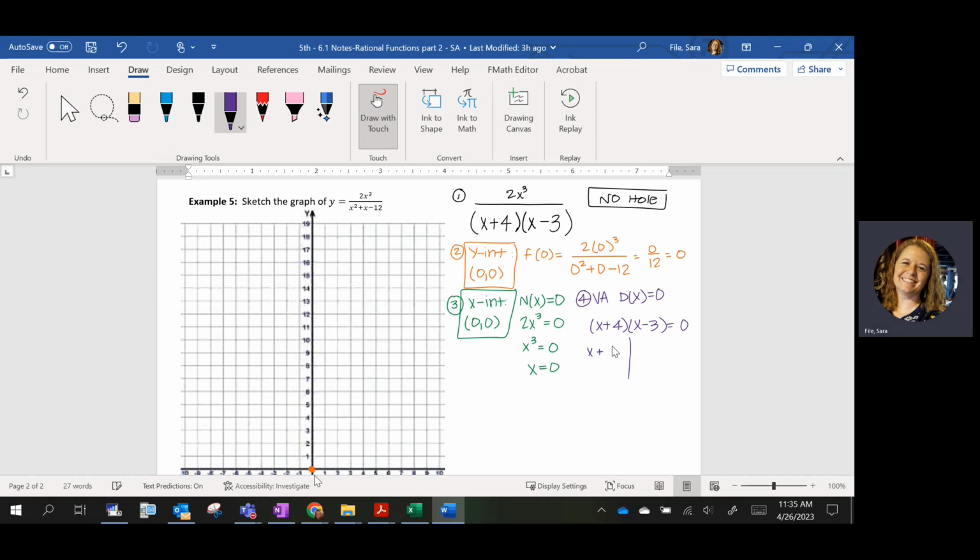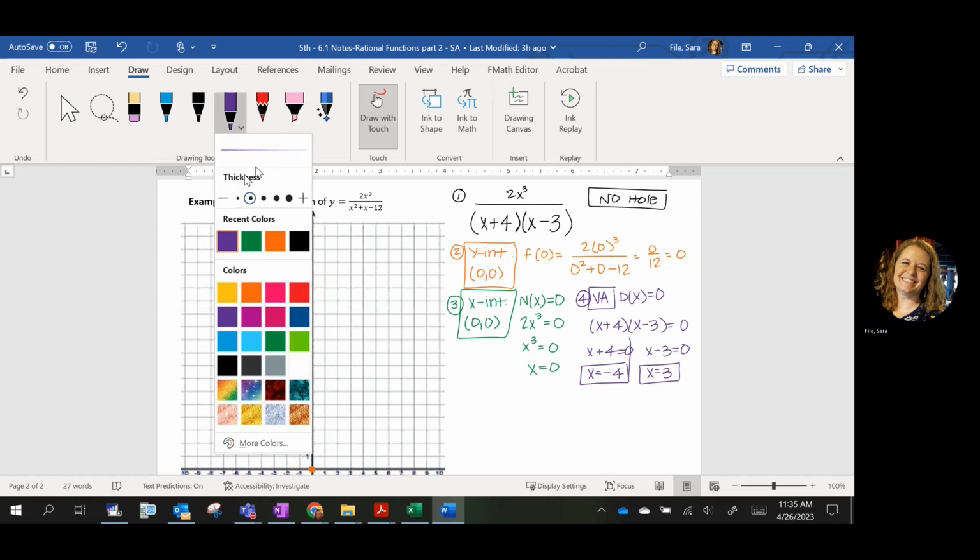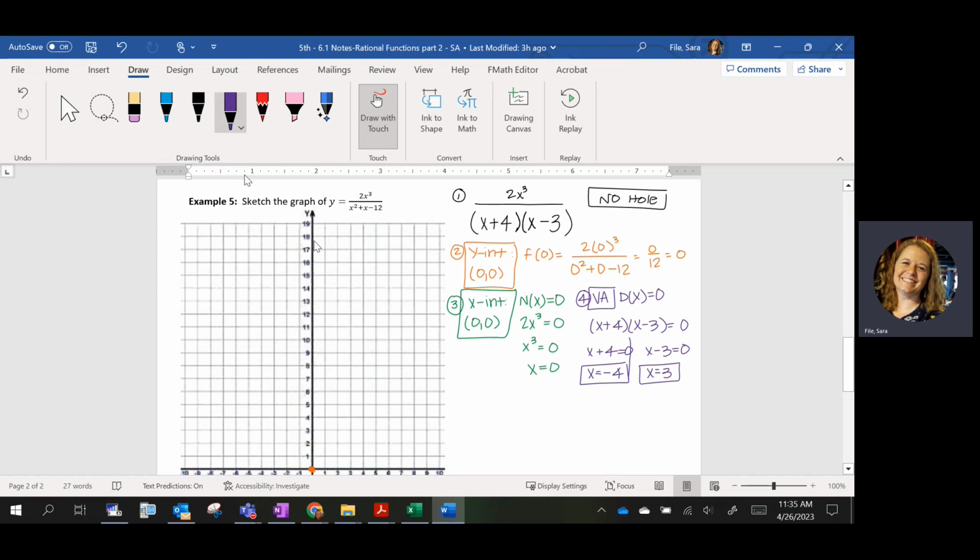So we could say, what would make x plus 4 equal to 0? A negative 4. What would make x minus 3 equal to 0? A positive 3. So I have 2 vertical asymptotes this time. So I'm going to graph both of those. Okay, and I know they're tall. We're going to graph it all.